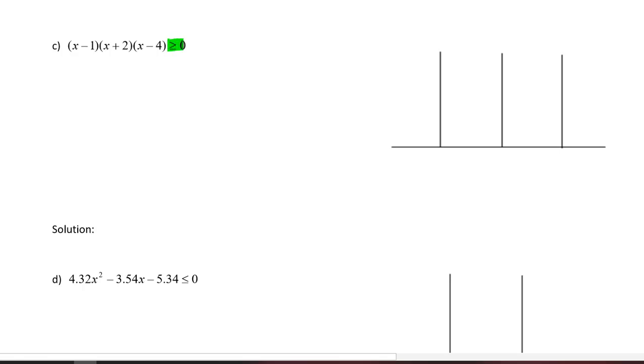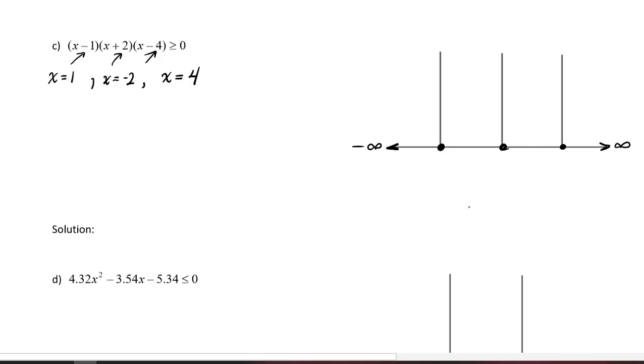That means greater than or equal to 0. So we're going to find outputs that would be above or equal to the x-axis. I can do this by identifying the zeros of the polynomial. I have solutions or zeros that are equal to 1, -2, and 4. I will label those on my interval number line that's given.